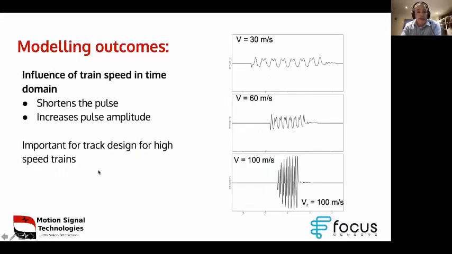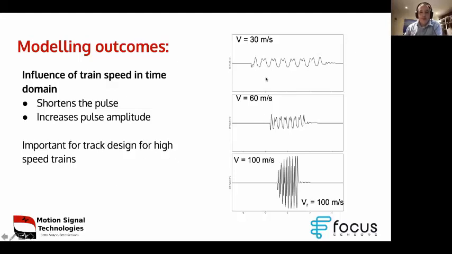So with that in the bag, the final modeling outcome I wanted to go to from the train spectra is the influence of train speed, just because it makes for an interesting thought experiment, if nothing else.